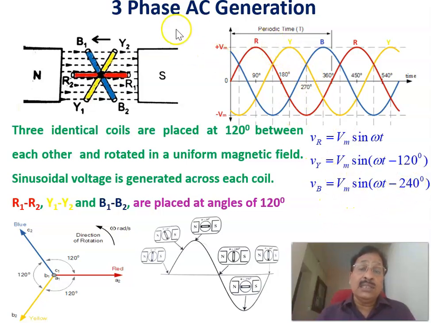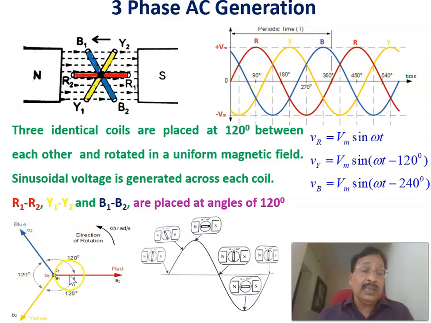Therefore, these are the equations of the three phase voltages. The three identical coils are placed at 120 degrees to each other, and they rotate in a uniform magnetic field. As per Faraday's law of electromagnetic induction, voltages are induced, and the equations of the voltages are like this. A sinusoidal voltage is generated across each coil R1, R2, Y1, Y2, and B1, B2, and each coil is placed at 120 degrees. Therefore, a three-phase voltage, each one displaced by 120 degrees, is being generated here.